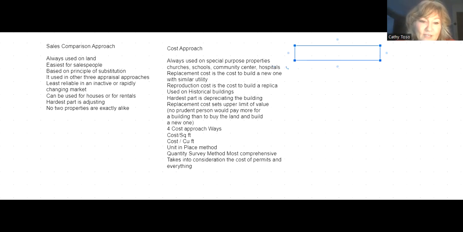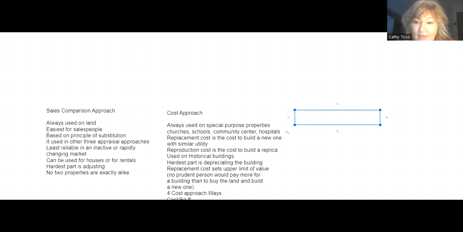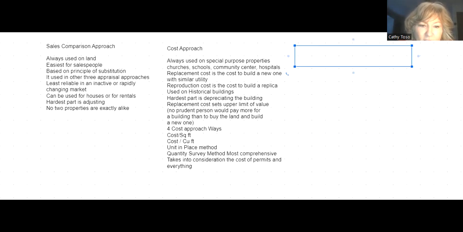So those are the things you kind of need to know about the cost approach. And the income capitalization approach is always used on income producing properties. It's the present worth of future benefits.